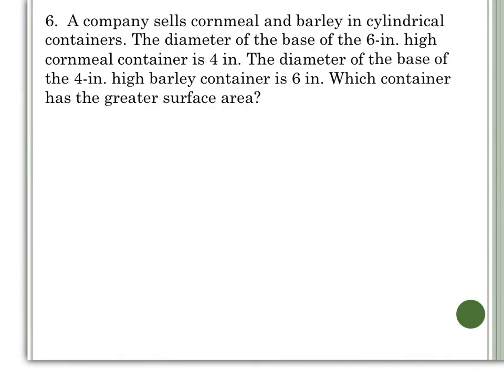Number 6 says a company sells cornmeal and barley in cylindrical containers. The diameter of the base of the 6-inch high cornmeal container is 4 inches. The diameter of the base of the 4-inch high barley container is 6 inches. Which container has the greater surface area? All right, so let's find the surface area of the cornmeal first.